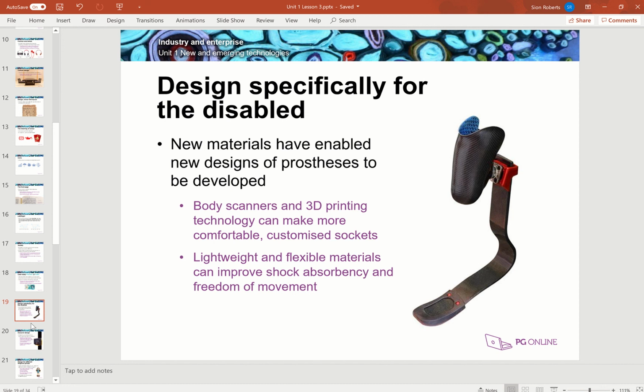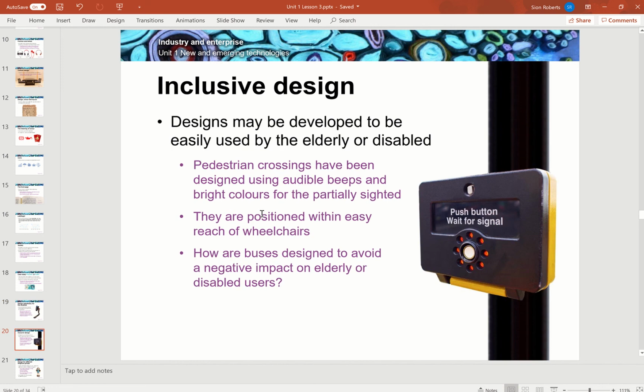Could be thinking about things like signage, how they're going to access it, facilities, different design of products that you might interact with at a supermarket, like trolleys. Those are all things thinking about inclusive design. That should help out with question 3 a little bit.